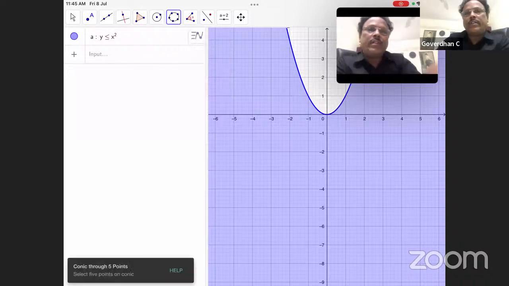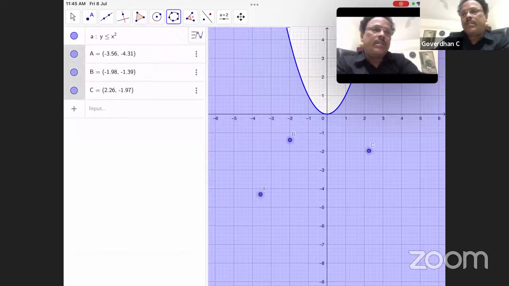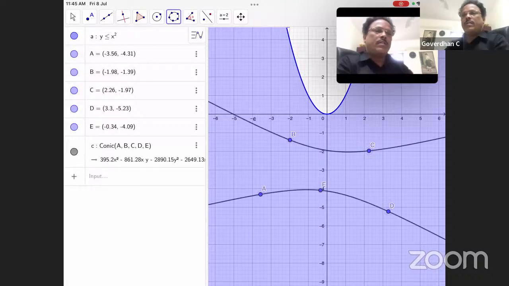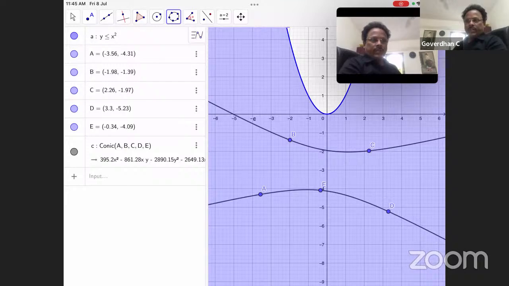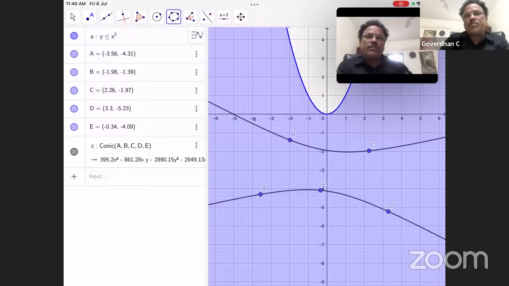If I choose this conic, trace out a few points, 5 points, A, B, C, D. You need not give any name; it itself takes the name. So if I put this one, so that is what we are. This conic is a hyperbola, right? So everything is spoken there.